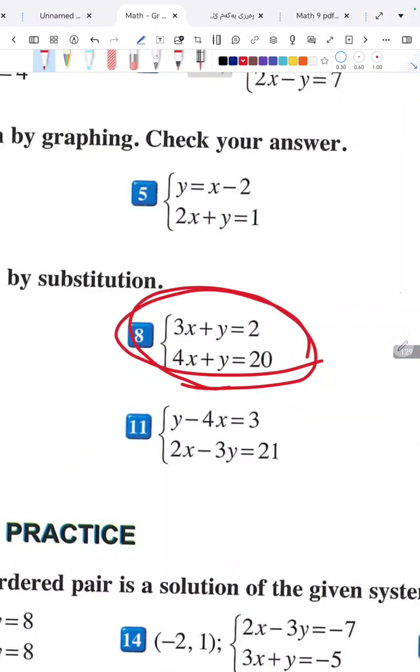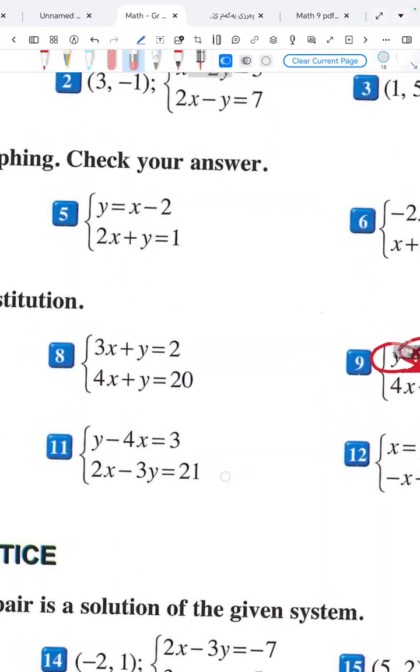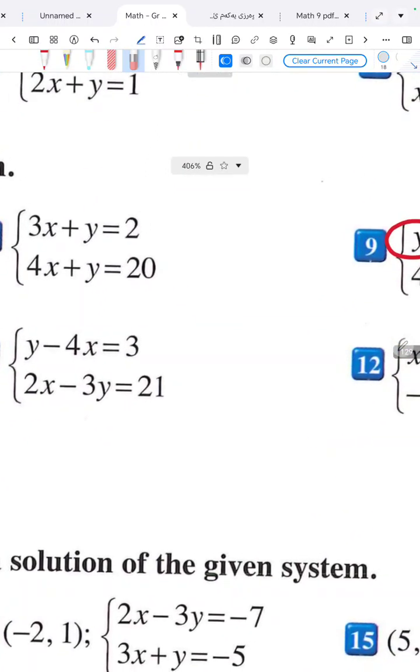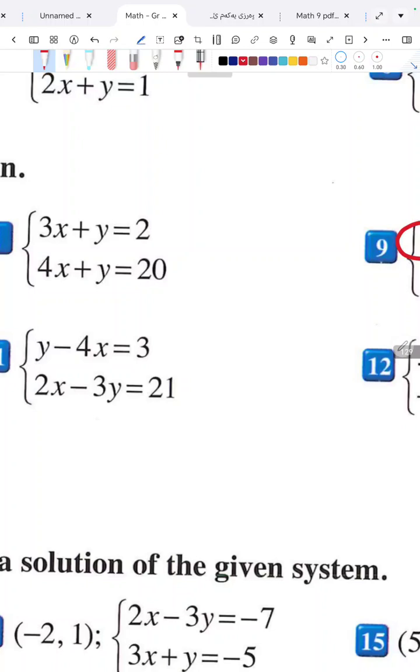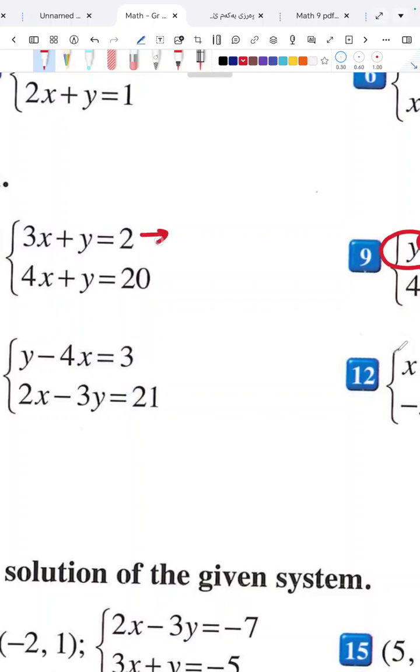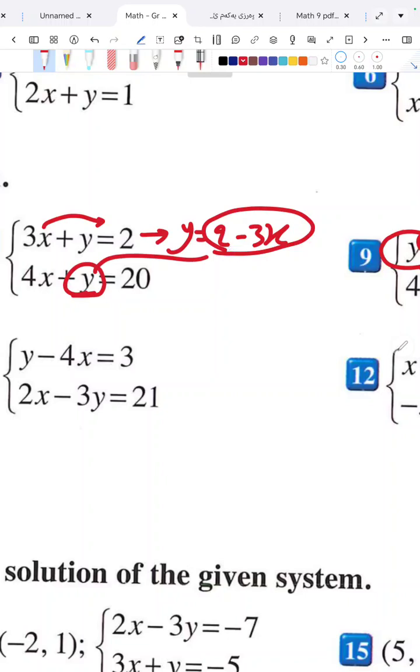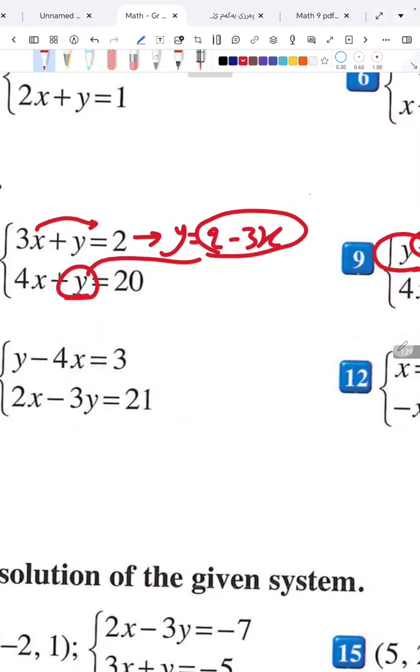When none of them is written as y, how can you solve it? Let's see. Change it to y or x, but which one is easier? Choose the first one, I'm going to change it to y. So move 3x to the other side. y equals 2 minus 3x, or you can say negative 3x plus 2. It's the same. So now, instead of this y, I'm going to write 2 minus 3x.